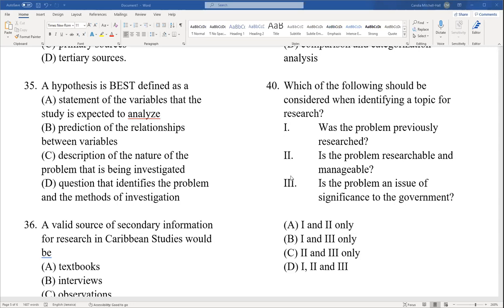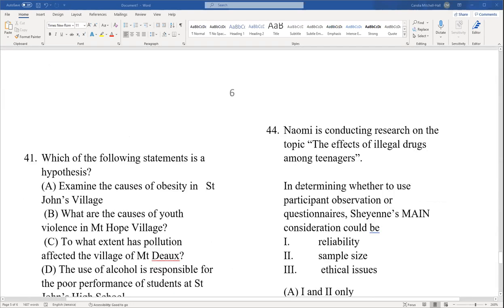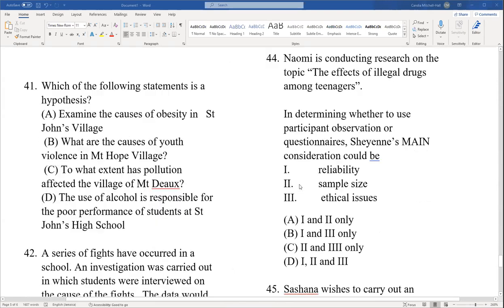One and two. Yes, sir. Is the problem researchable and manageable? One and two. On the answer sheet, we have one and three. Tomorrow morning, I'll verify this one, all right? Okay, sir. But I'm not going to go back on the system. I had the one marks. May I tell you no problem now?